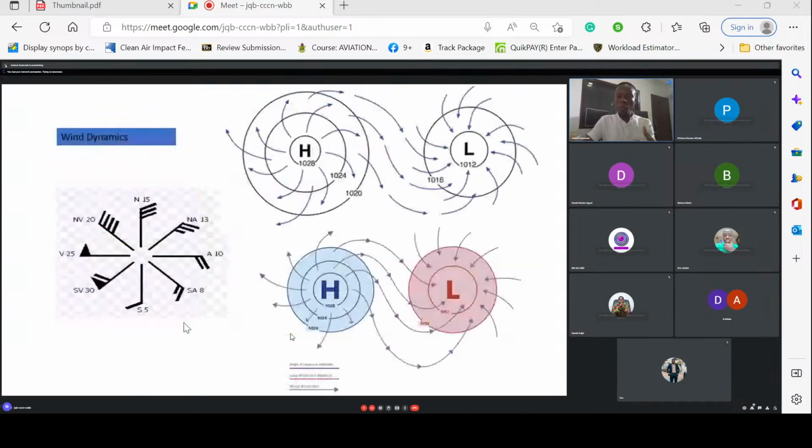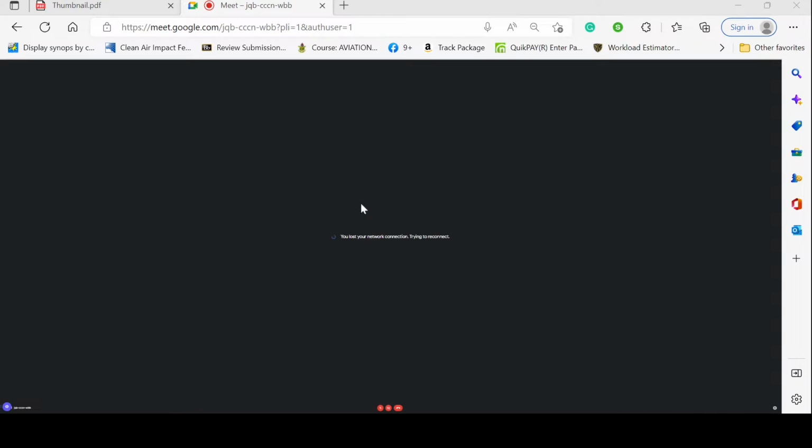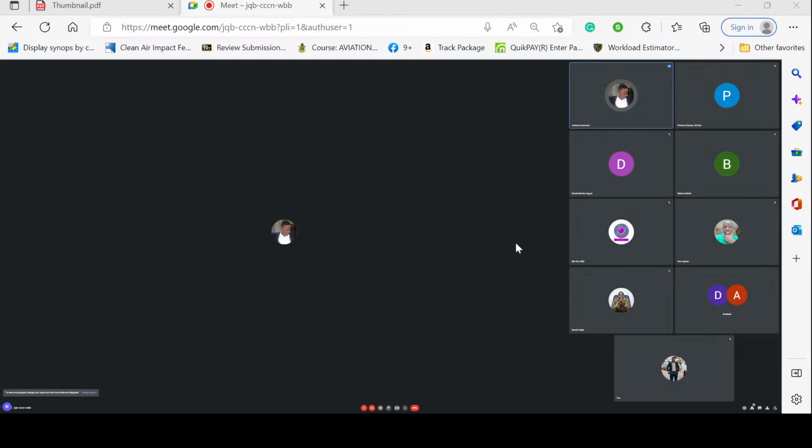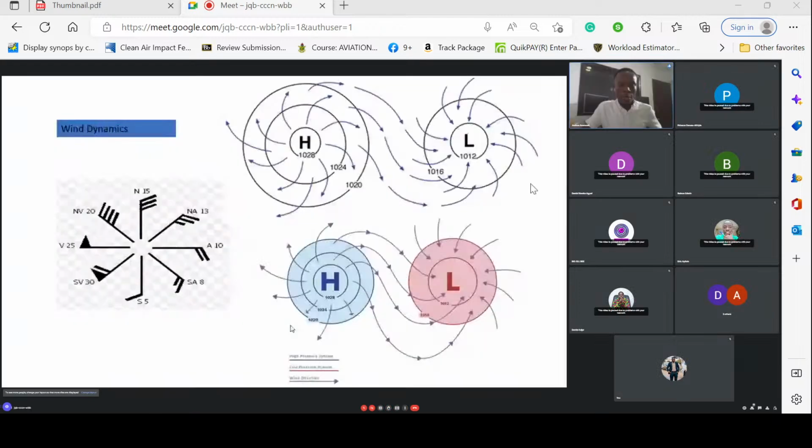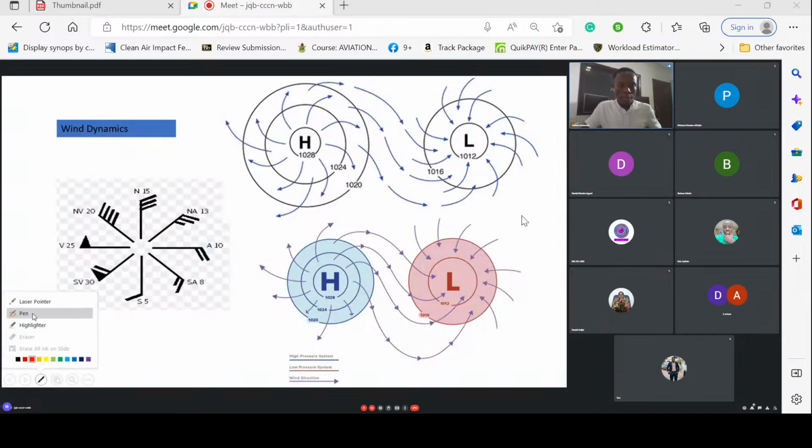All right, and so this is the dynamics of winds in the atmosphere. We say winds move from high pressure areas to low pressure areas. And so, for instance, we are saying 1028 as a high pressure center for the first one on the top there. Let me try and use the laser or a pen to make it more visible. Okay. So, for instance, here we are seeing high pressure is building up here. What it means is that winds will be moving from this center to feed this lower pressure area.